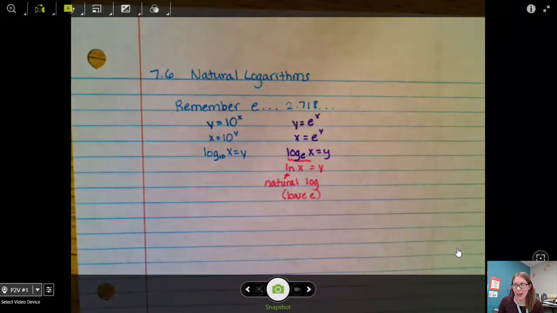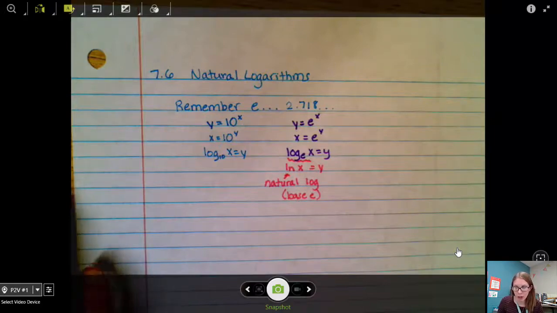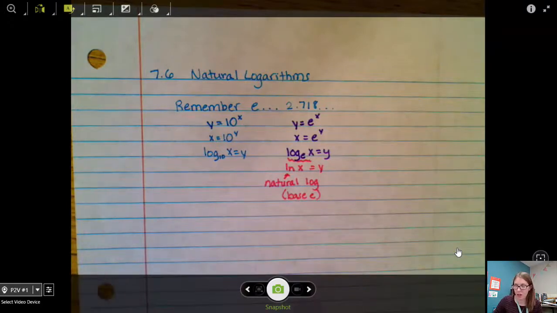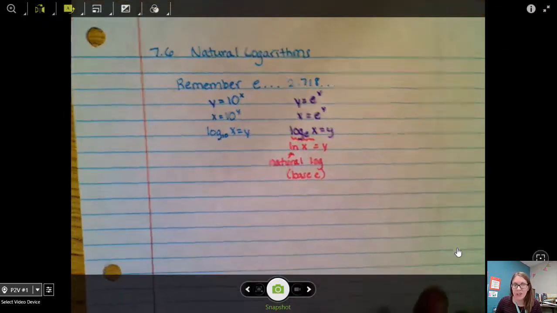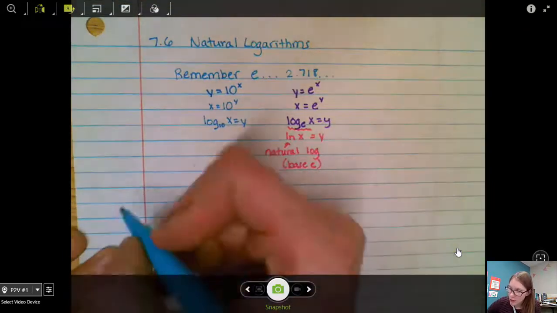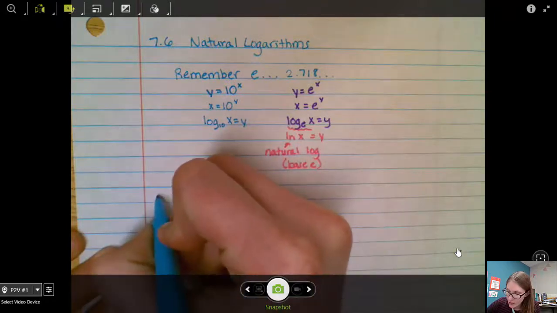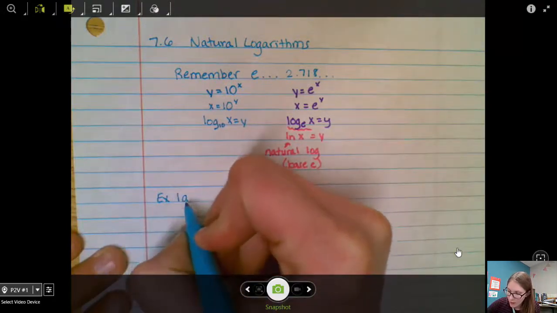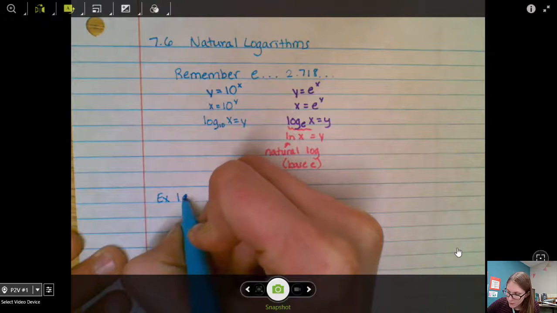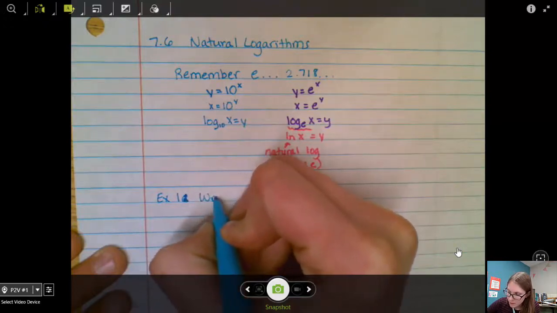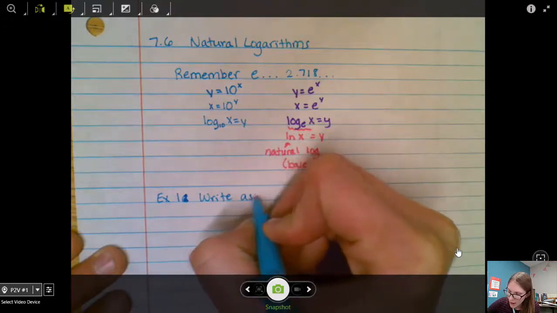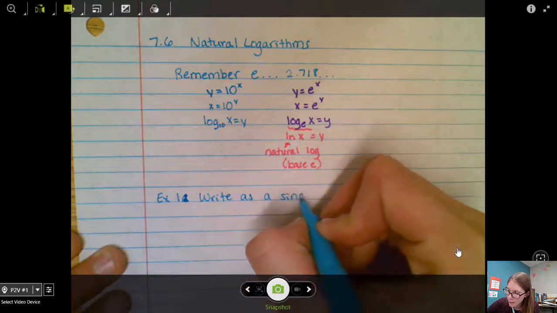Now here's the good thing. Everything that we have done with regular logarithms, okay, log base 10, log base 2, any of those other bases, we can do the same thing with natural logs. So our log properties work the same way, and that's what we see in example 1. Write as a single logarithm.